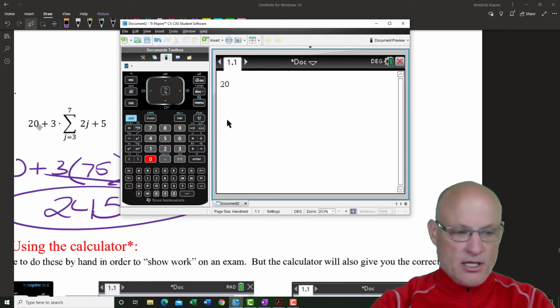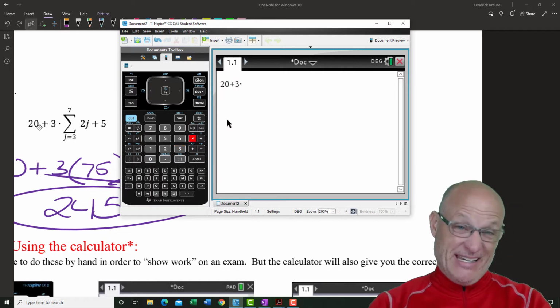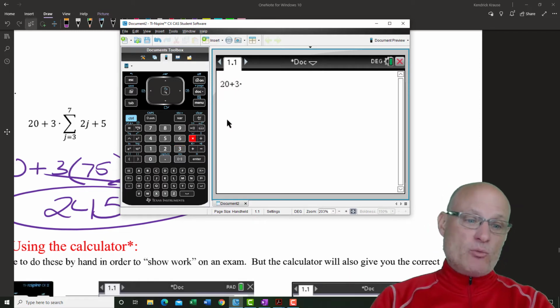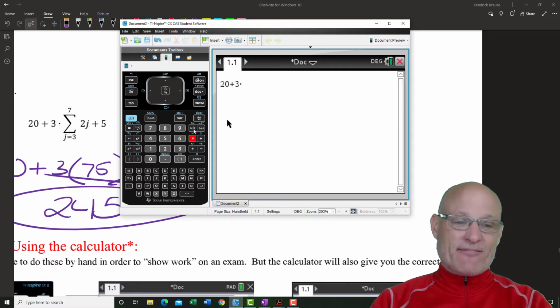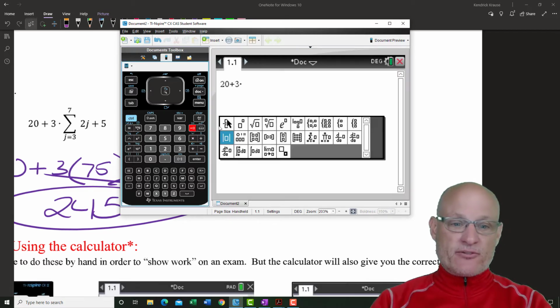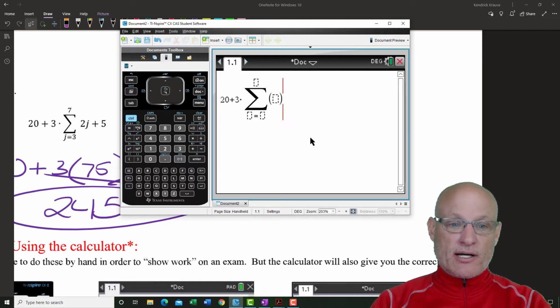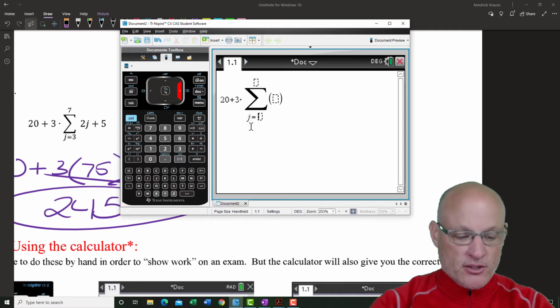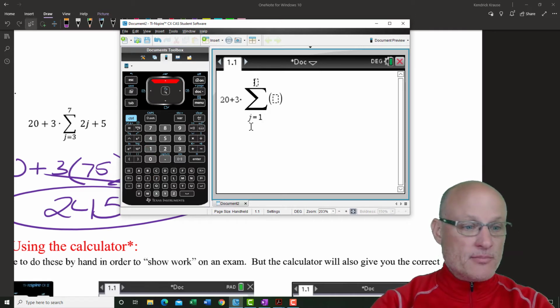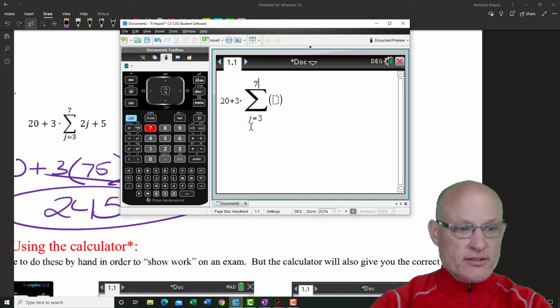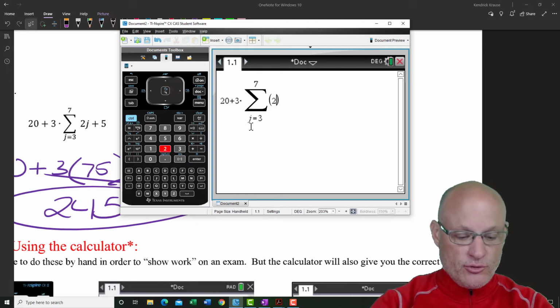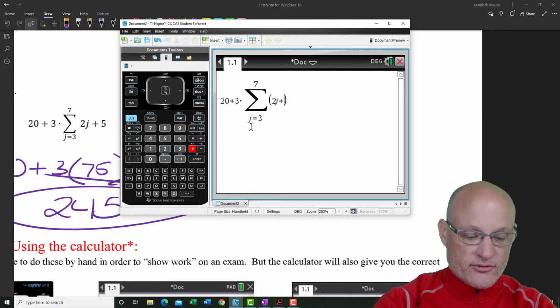So we got 20 plus 3 times, and now you get to the big E, the big sigma. So what we'll do is we'll go into this key of everything, where the absolute value bar is, and find the big E. There it is, right there, the big E. Just double click on it or click on it, and just use the letters that are there. J, 1. I like to go up top, oops, not 1, 3. I like to go up top, 7. And then over here we're going to go 2J plus 5.